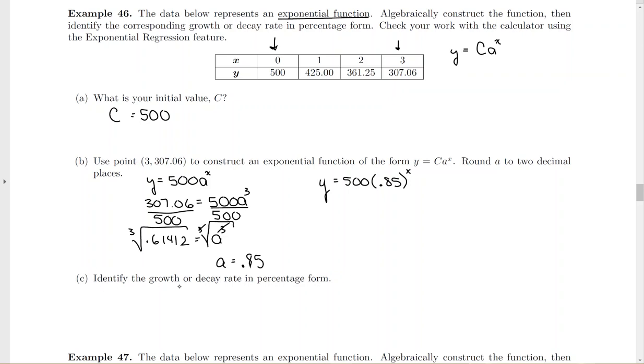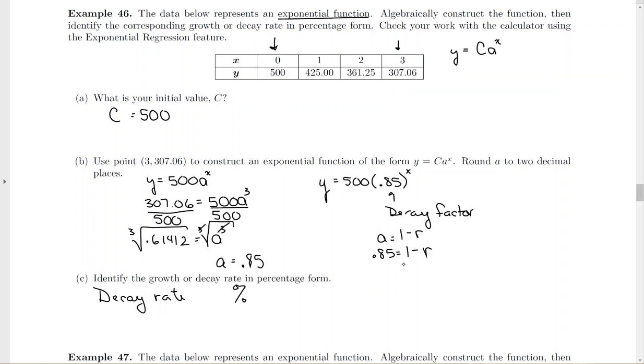Next, it wants to know, is this a growth or decay? Well, notice the 0.85 is less than 1, so it is a decay problem. And now I need to find the decay rate, which means I'm looking for a percent. But the 0.85 is not my number because this is the decay factor. So I need to go back to my formula. Remember, I had a equals 1 minus r, and we're looking for r, so I'm going to plug the 0.85 in for my a value.